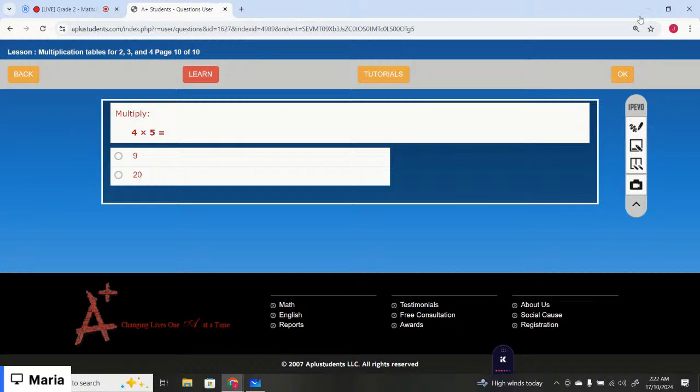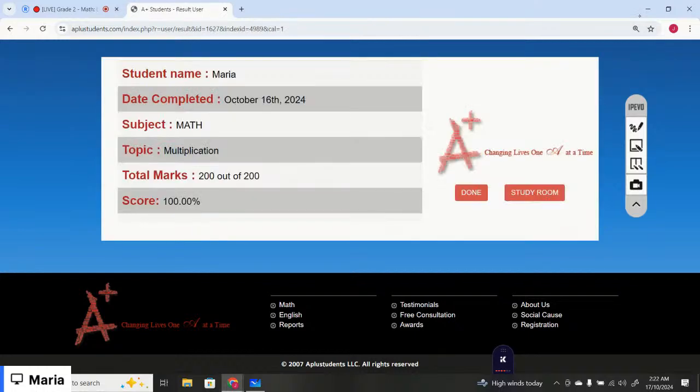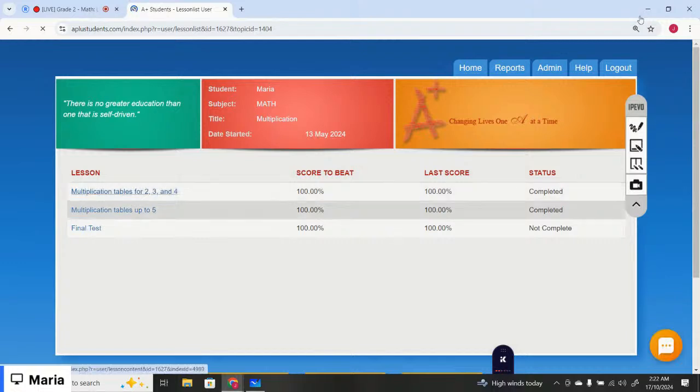20 it is. 4 times 5 is 20, right? Okay, we are done with the lesson. Let's just move on to the next lesson. And the next lesson is multiplication tables up to 5.